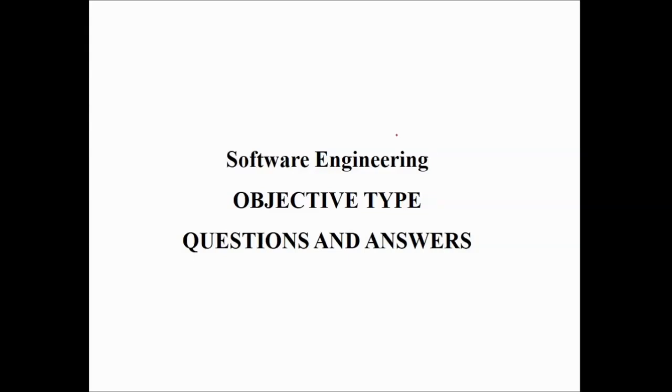Now let us see a few software engineering objective type questions and answers that may be asked in exams. The most important feature of the spiral model is: requirement analysis, risk management, quality management, or configuration management? The answer is risk management. Then, the worst type of coupling is what? Data coupling, control, stamp coupling, or content? The answer is content coupling.